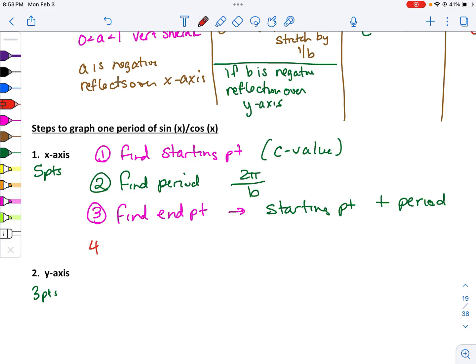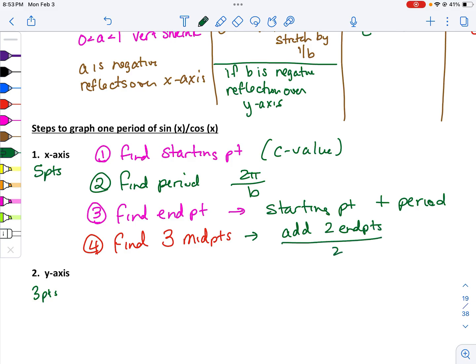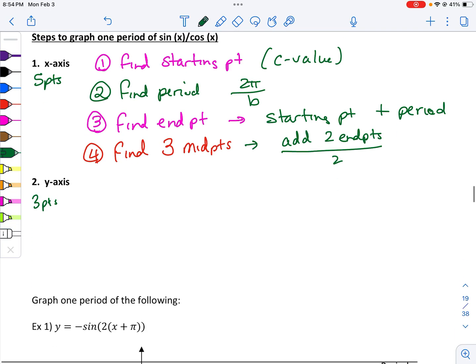All right, and then the last thing we do is we find our midpoints. Okay, so we're going to find 3 midpoints. Because remember, we need 5 points. We got a starting point, we've got an ending point, and then we got to find 3 points in the middle. Okay, and the way we find our midpoints is we add the 2 endpoints and divide by 2. So we're going to do a couple examples in a minute. We take our 2 points on the end, we add them up, cut it in half, and that finds the middle. All right, the y-axis is much easier. Okay, the first thing you're going to do is find what we call the midline.